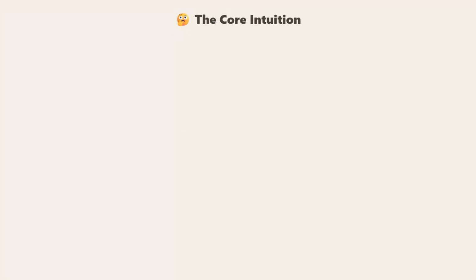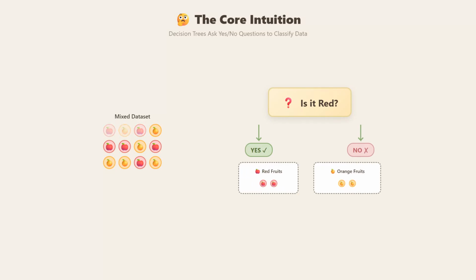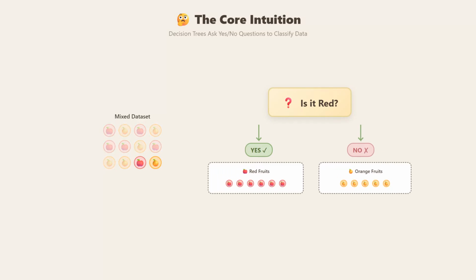Now let's build some intuition about how decision trees actually work. The core idea is surprisingly simple. Decision trees make predictions by asking a series of yes or no questions. It's exactly like playing the game 20 questions, where each answer eliminates certain possibilities.